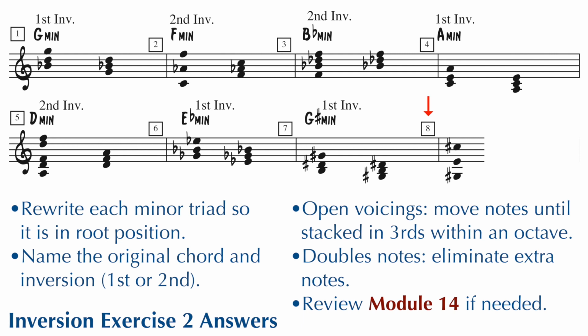And number 8, this is an open voiced chord. I'm going to take the upper C sharp, lower it an octave, and then I'll take that low G sharp and raise that up an octave. Now everything is stacked in thirds, C sharp, E, G sharp. This is a C sharp minor chord, originally in second inversion because the G sharp, which is the fifth of the C sharp minor, is in the bass.